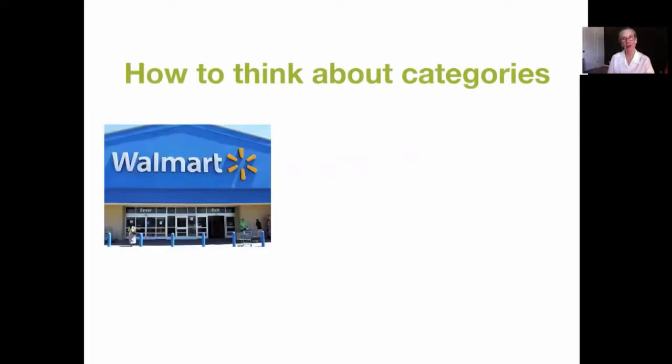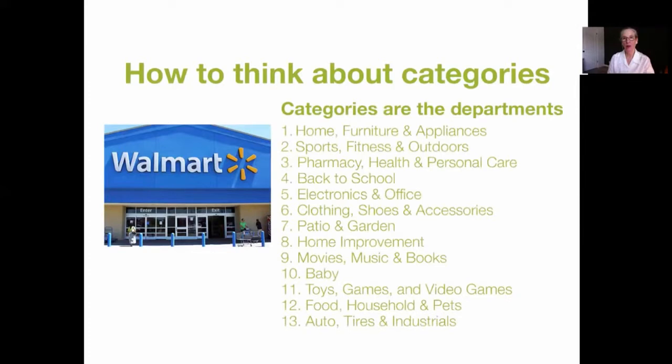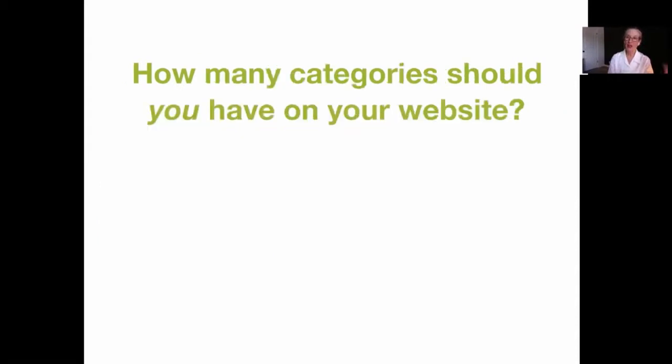Well, if you go to Walmart, Walmart has tons of departments, and each of those departments is like a category. As you can see, I've got 13 listed. There's more because I couldn't put them on the screen, but your website is your storefront. So if it's your storefront, the question is, what are you selling? If you're a small business, how many categories should you have on your website? I think you should have no more than five, and I'm going to show you why.